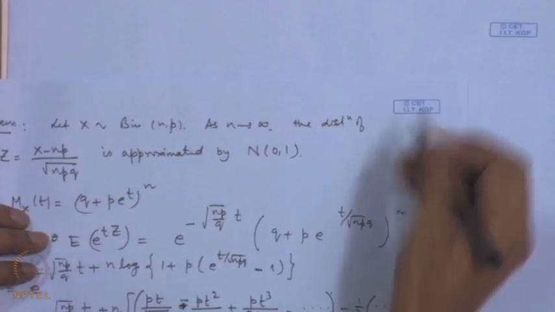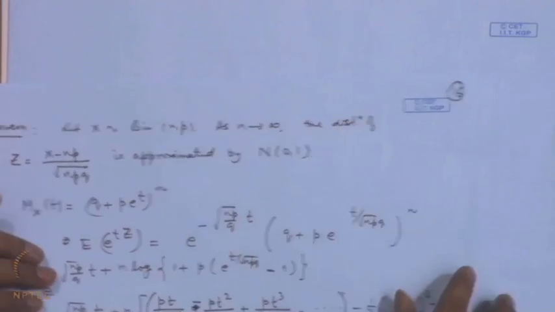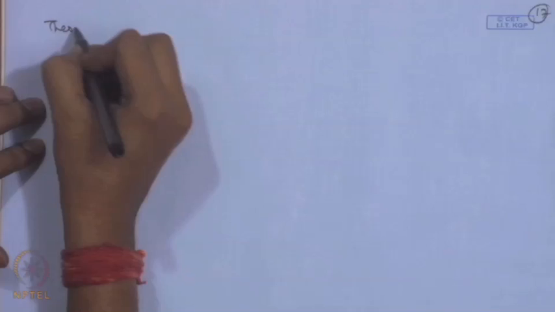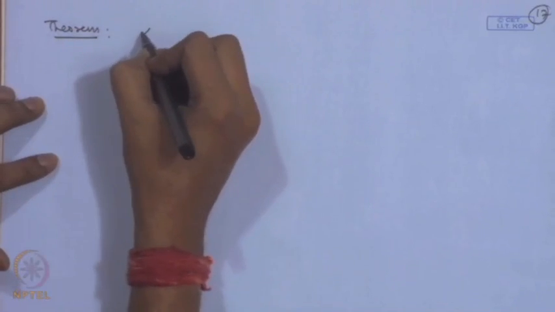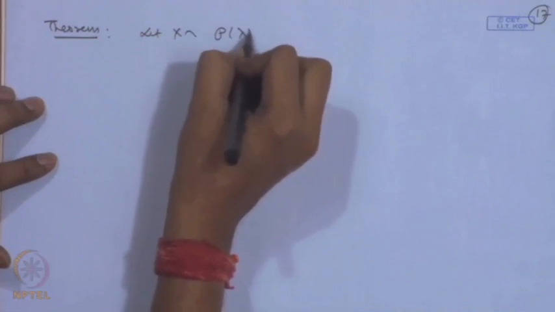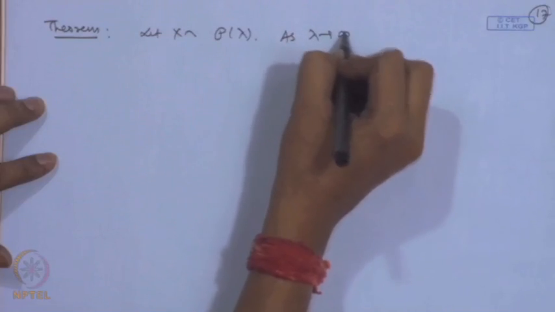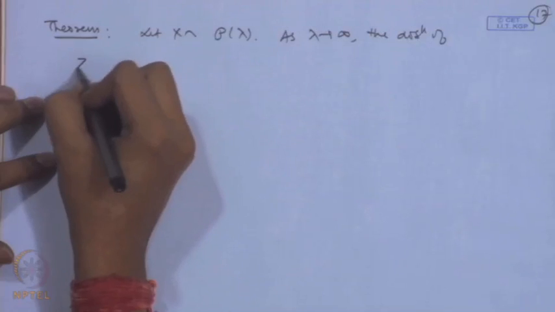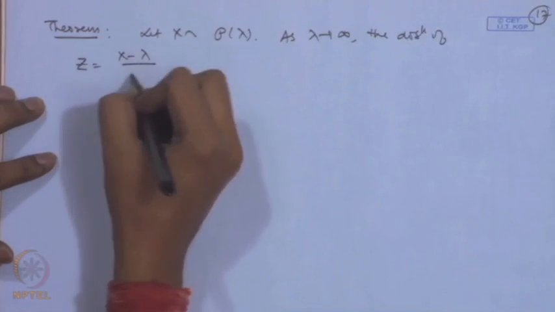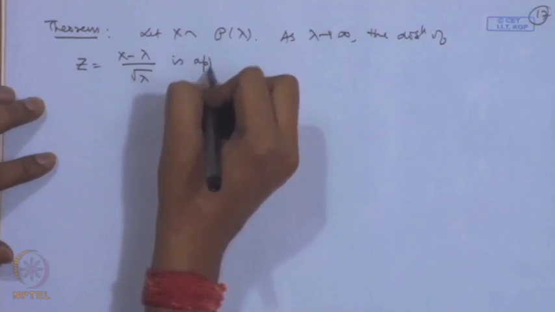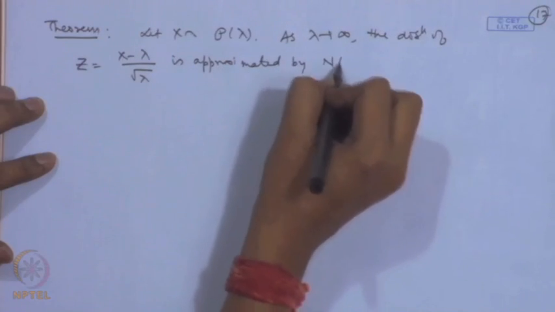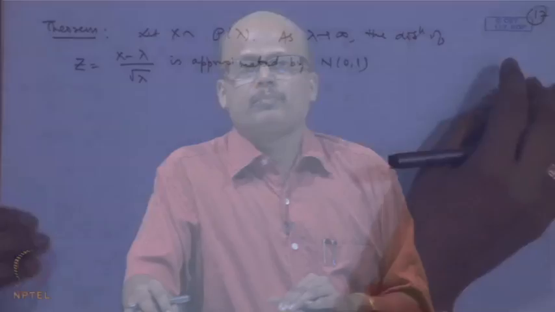Second central limit theorem, because we have seen that the binomial distribution also approximates to Poisson. So, there is another one: let x follow Poisson lambda. Then as lambda tends to infinity, the distribution of z is equal to (x minus lambda) by root lambda is approximated by normal 0 1. These are called de Moivre-Laplace central limit theorems.